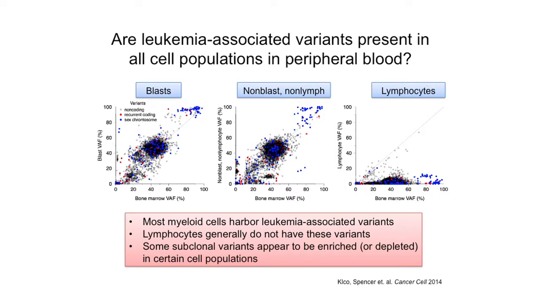So that's the main message here, is that most myeloid cells in the peripheral blood harbor the leukemia-associated variants. I think there's implications for the function of cells that harbor these variants. They have the capacity to differentiate, and based on the fact that different subclones are enriched in these populations, maybe there's differential ability to differentiate in these populations. Lymphocytes generally do not have the variants. So I think that this has implications for what these cells are actually doing.